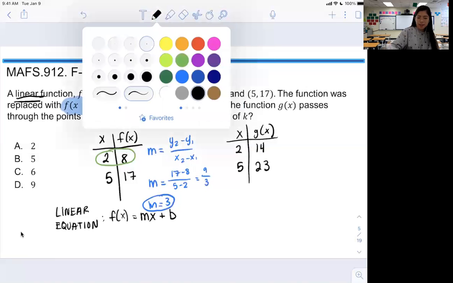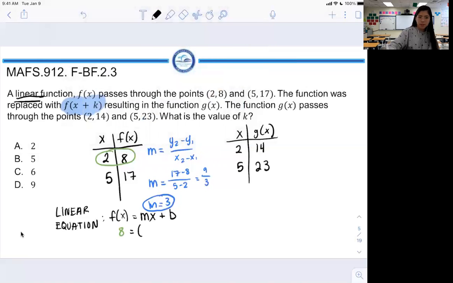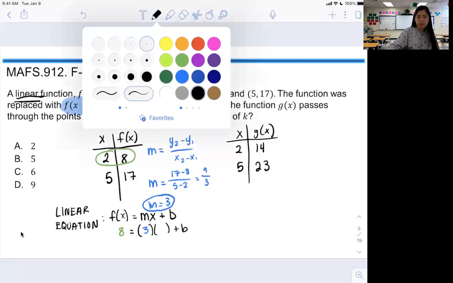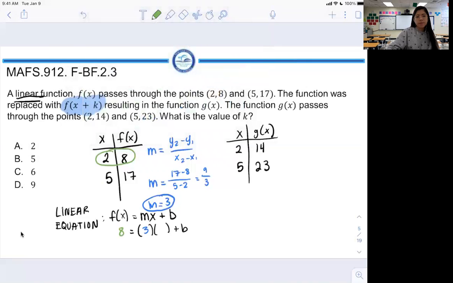So my y is 8. What's my slope? 3. What's my x? What's the x? Anyone? Yeah, 8. Wait, I did it back. No, I did it right. It's not 8. What is it? 2 is my x, 8 was my y. So yeah, Janelle's, it's 2.